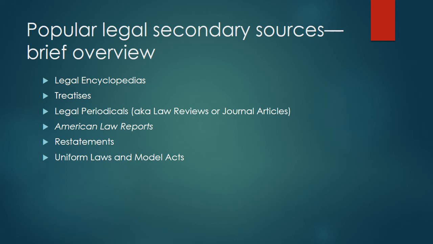Legal periodicals, the next one on the list. Two things really fall into this category: law reviews and journal articles. Law reviews are published by law schools, and they collect articles on a wide range of topics. They are written by judges, professors, law students, and others that they invite to write in the topical area that they're wanting to cover. There are also some commercially produced legal periodicals, such as the ABA Journal. Law reviews are extremely beneficial when you're researching an area of law you're unfamiliar with.